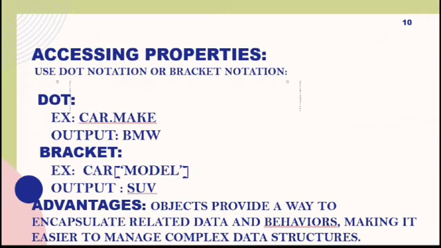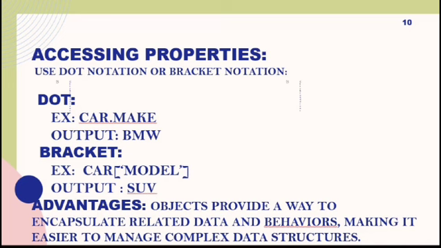You can access object properties using dot notation or bracket notation. car.make will return BMW and car['model'] will return Roadster. Objects make it easy to manage and encapsulate complex data, keeping your code organized and scalable.